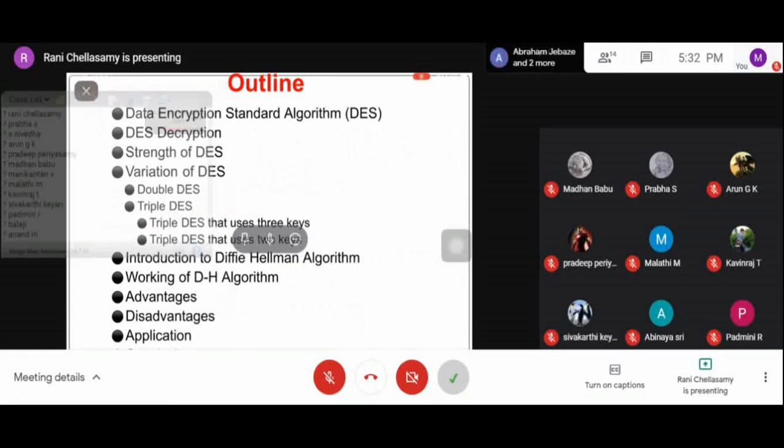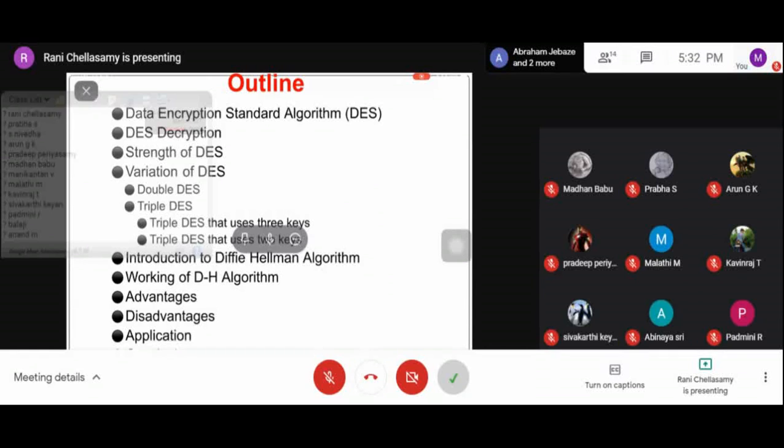So these are the outlines of today's session. First we will be dealing with the symmetric key algorithm, that is DES, the Data Encryption Standard algorithm, and all about the steps involved in encryption as well as decryption, the strength of the DES algorithm, and the variations, that is, the types of DES involved. There are two types, one is double DES, the other is triple DES. Under triple DES you have two more types: the first is triple DES that uses 3 keys, and the second is triple DES that uses 2 keys.